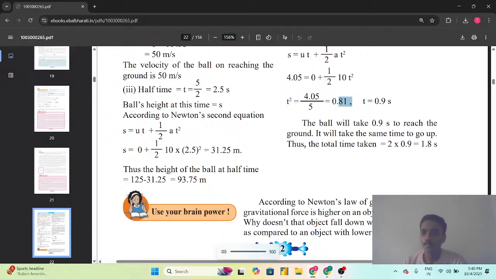It will take the same time to go up. Thus, the total time taken will be twice of 0.9 second. So we have here the time that is 1.8 second.